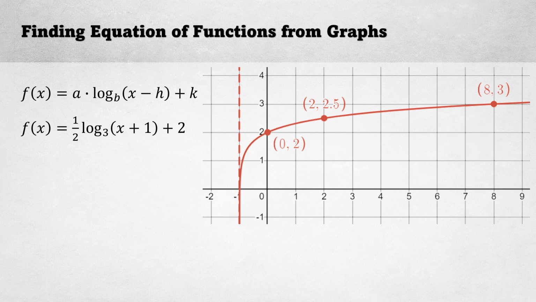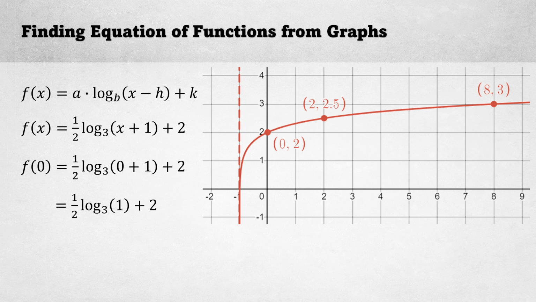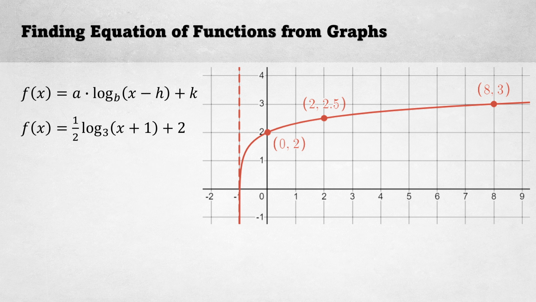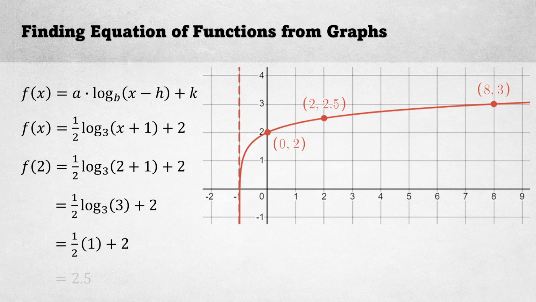Let's make sure we have found the correct equation for the function. We evaluate the function at x equals 0 to ensure that the function goes through the point 0, 2, and we see that, in fact, f of 0 is 2. We go through the same process to see if the equation we have found satisfies the other points, and see that, in fact, f of 2 equals 2.5 and f of 8 equals 3. So the function we have found is in fact the correct function.